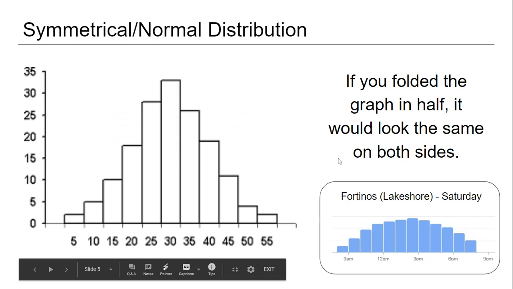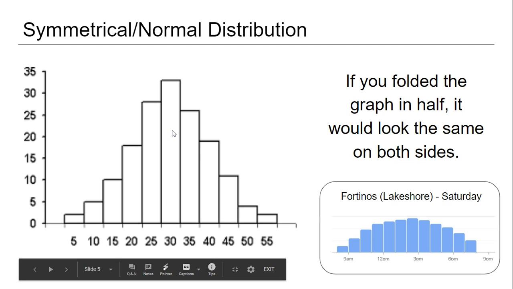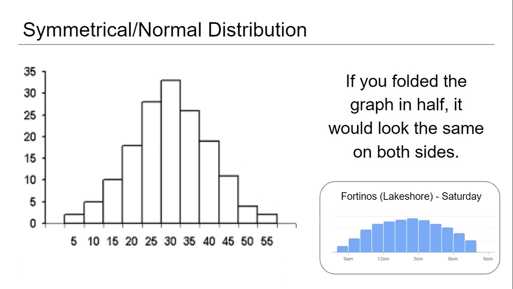Our second distribution is something called symmetrical distribution or normal distribution. That's where if you look at where the peak is on your graph, it should be roughly the same on the left side and the right side of your graph. If you were to take your graph and fold it in half, it should look pretty much the same or close to on either side.